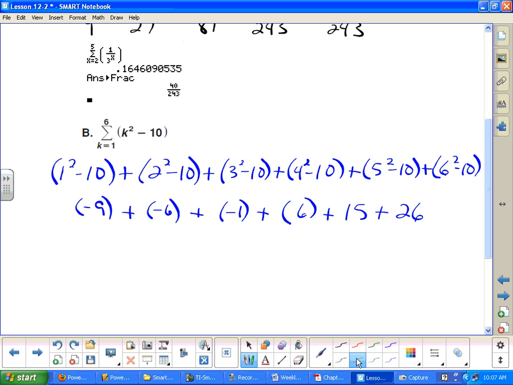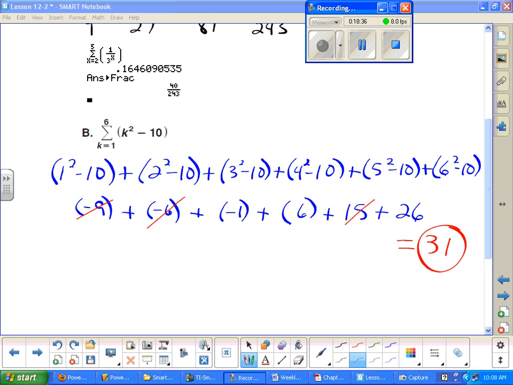Because 9 and 6 is 15. Right? Negative 9, negative 6, negative 15, positive 15. 6 plus 26 is 32, minus 1 is 31. And I didn't need my calculator for that. Okay? All right. And yes, you can use it to check.